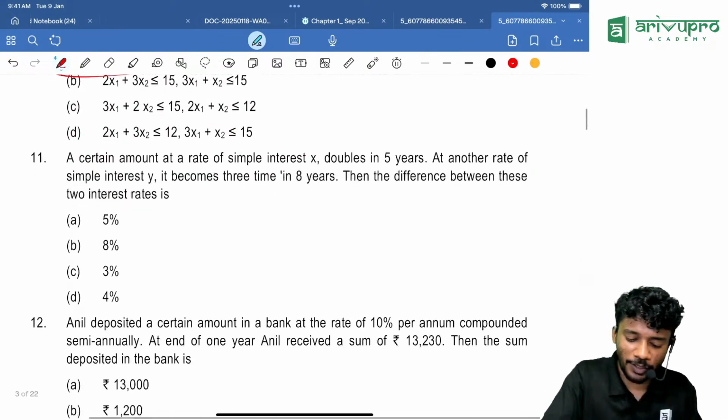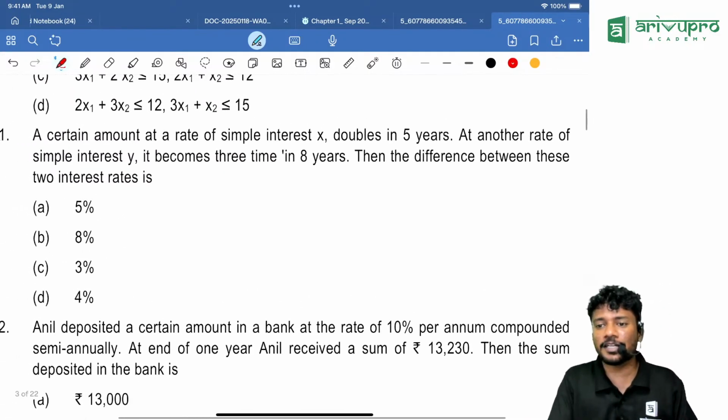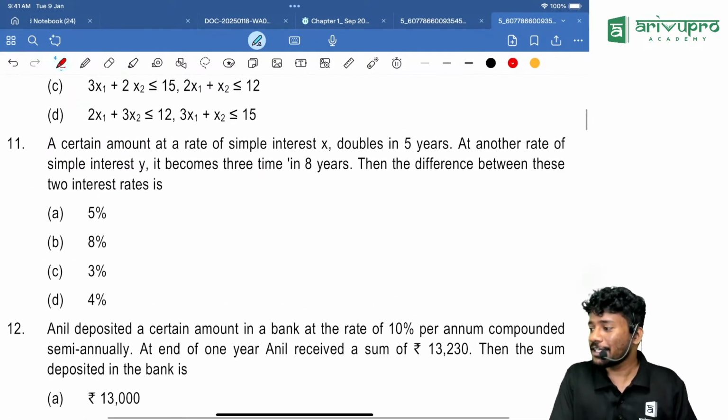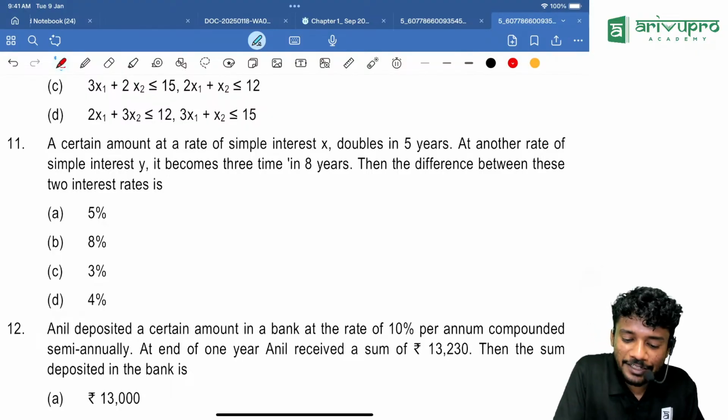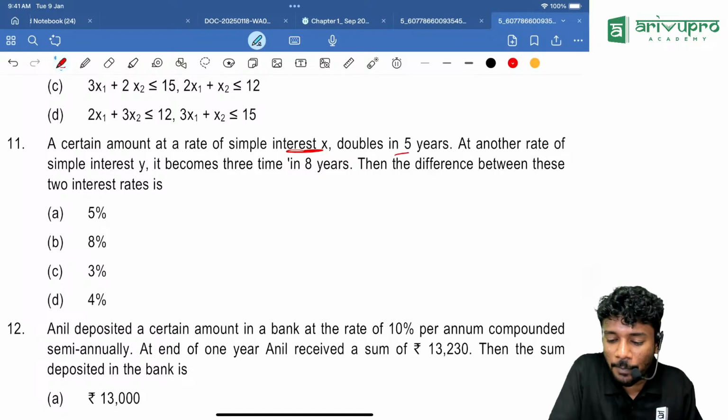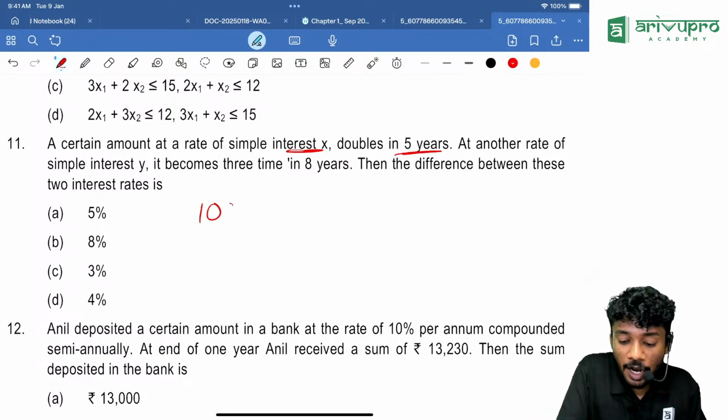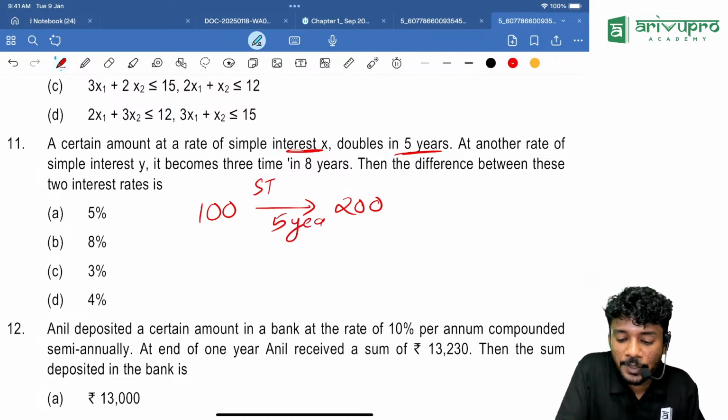Can I do the next one? Yes. Very interesting question. A previous year question. That is Janatum question. You can directly do it. A certain amount at a rate of simple interest x doubles in 5 years. That means 100 is becoming 200 in how many years? 5 years. How much is the simple interest here, people?